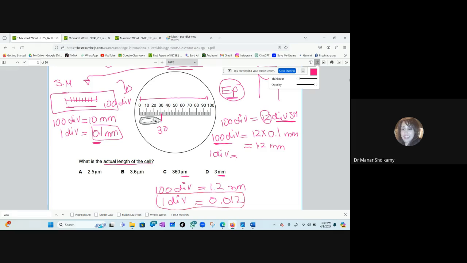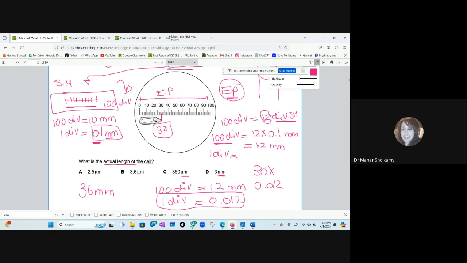Now look at the picture. This cell is how many divisions on the eyepiece graticule? 30. So 30 multiplied by 0.012. Exactly. So 0.012 multiplied by 30, the answer will be 36. We are still in millimeters. All the units are in millimeters.